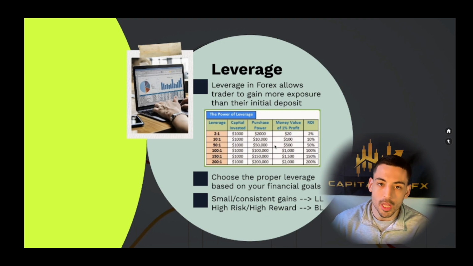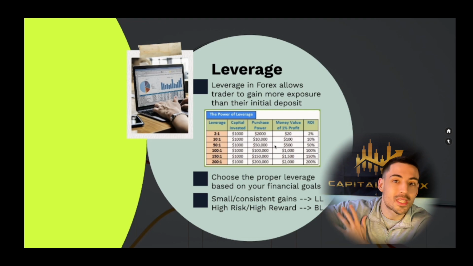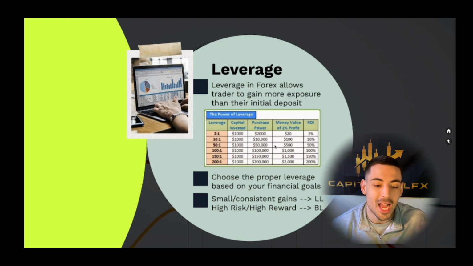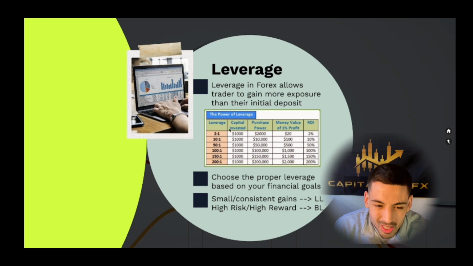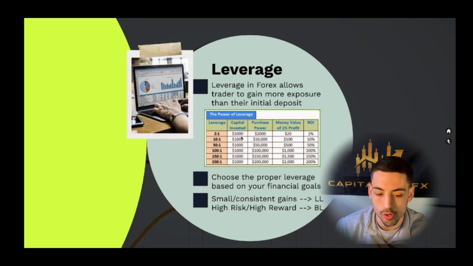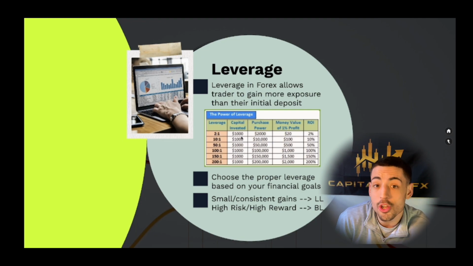Now, this is a double-edged sword though, because the more leverage you have, the more you risk actually. So this isn't just good upside, right? There's also downside to having high leverage. So we're going to go over what leverage makes sense for your financial goals. So choose the proper leverage based on your financial goals.